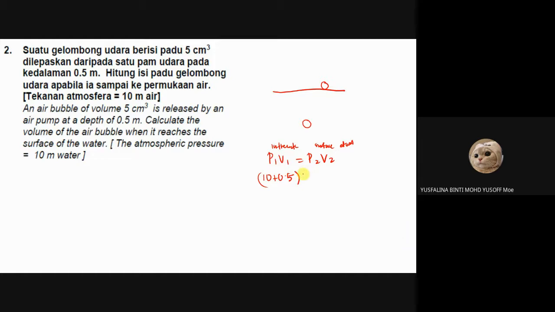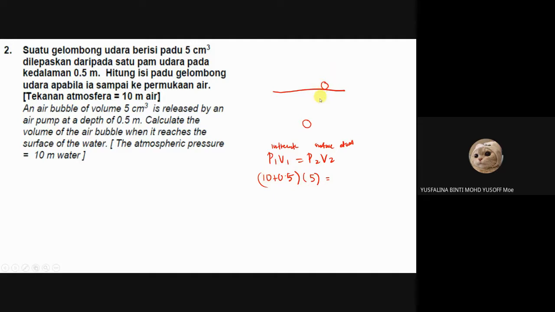Okay, and the volume inside the water is 5 cm cube. That is the volume of the air bubble, right? Okay, so I explain again. This 10 comes from the atmospheric pressure.